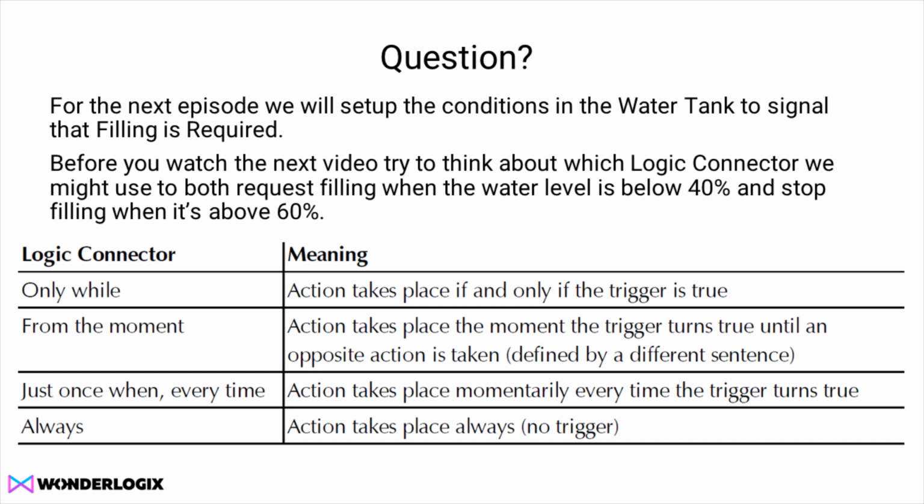Okay, in our next episode, after we finish doing some work on the water tank, we'll set up the conditions where we need to be able to signal that filling is required. So before you watch the next video, try to think about which of the below logic connectors we might use. We'll use one of these four logic connectors so that when the water level drops below 40, we request the pump to be turned on, and once it reaches 60 or goes over 60, then we want it to cut off. Which one of these connectors would we say that the water tank wants the pump to work during which of these conditions? Okay, that's a good stopping point. We'll see you in the next lesson.